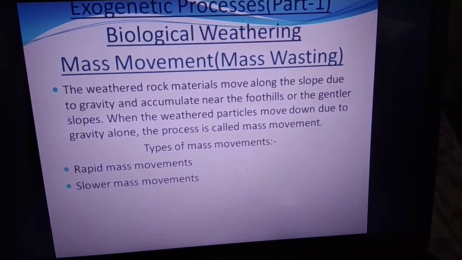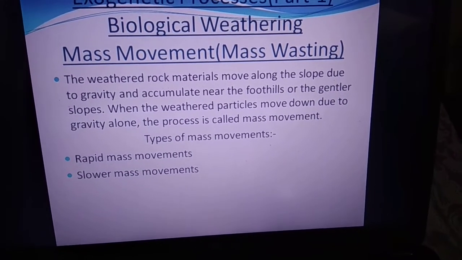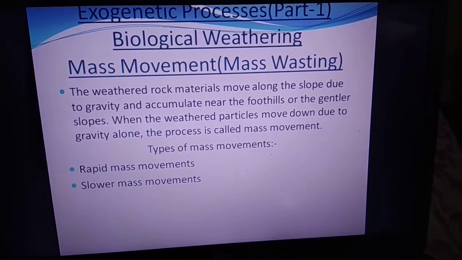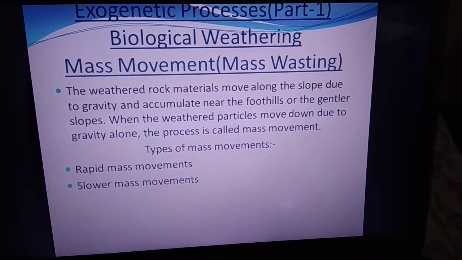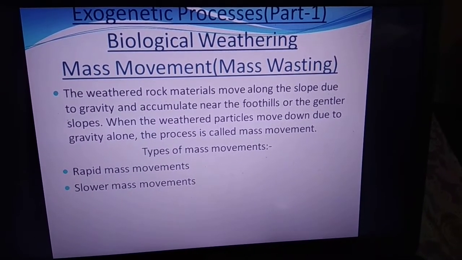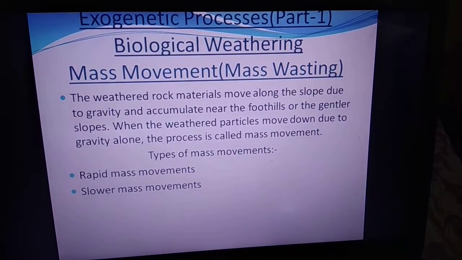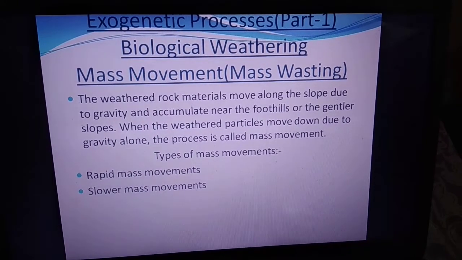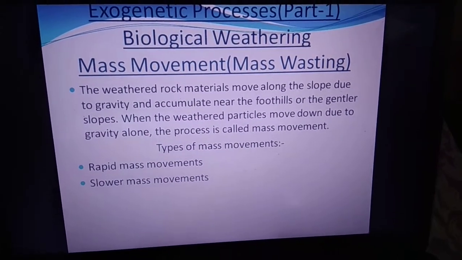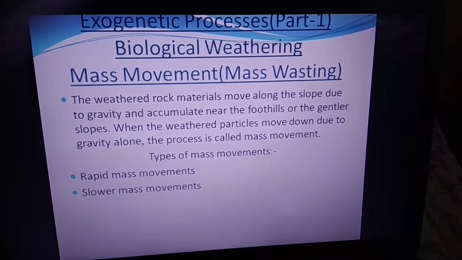Now our next topic is mass movement, mass wasting. The first point, the weathered rock material moves along the slope due to gravity and accumulates near the foothill or the gentler slope. When the weathered particles move down due to gravity, the process is called mass movement. That is the definition of mass movement.